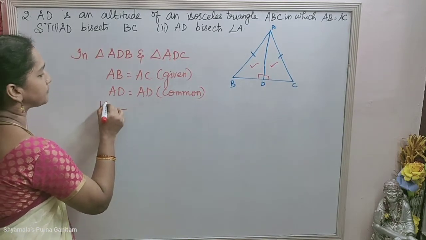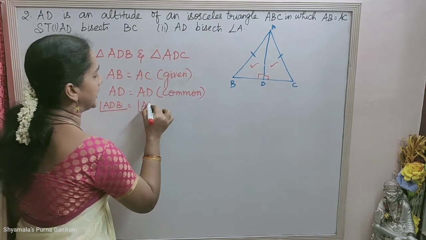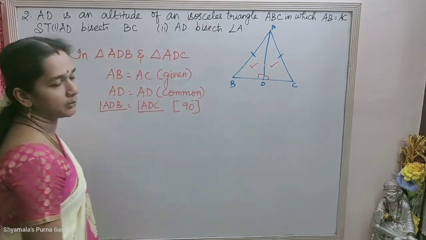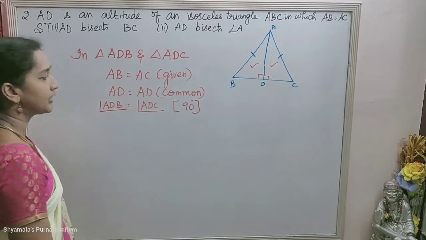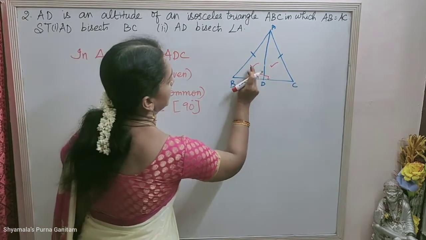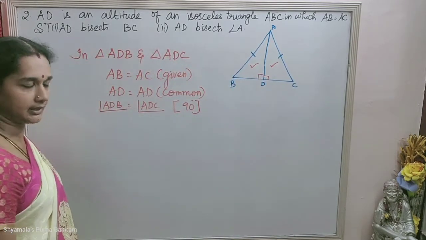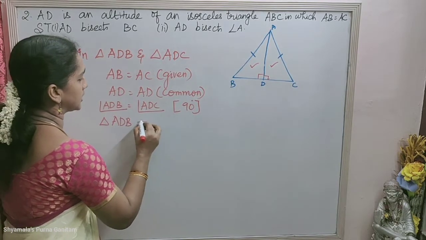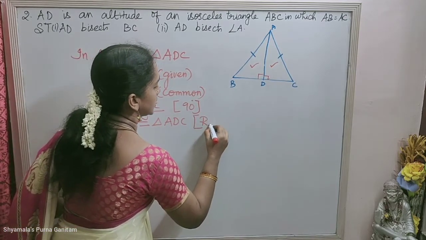So, angle ADB is equal to angle ADC. This is 90 degrees. So, one angle and two sides. This side is also the hypotenuse, since it is opposite the 90 degree angle. So, triangle ADB is congruent to triangle ADC by RHS congruency.